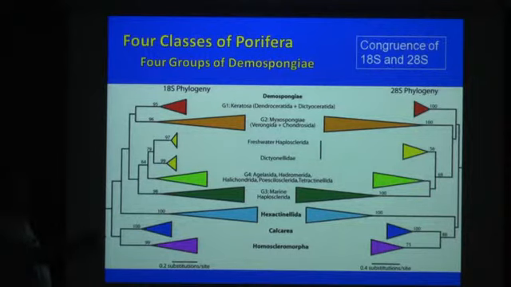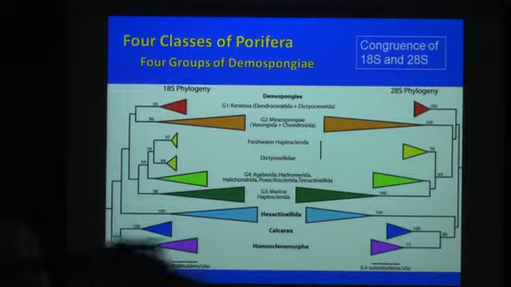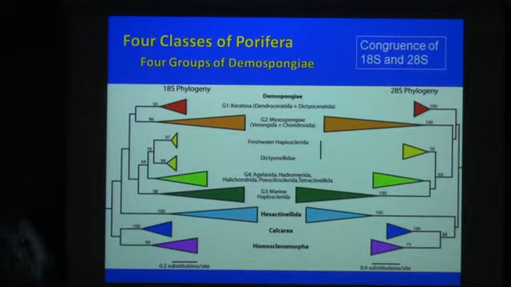We have 2 things kind of splitting out in this 18S phylogeny that we're not quite seeing in the 28S, and that's the distinction between your freshwater Haplosclerida and what's known as your Dictyonellidae. So we're still trying to get a lot more genetic data from those 2 groups. They're not heavily sampled in here yet.